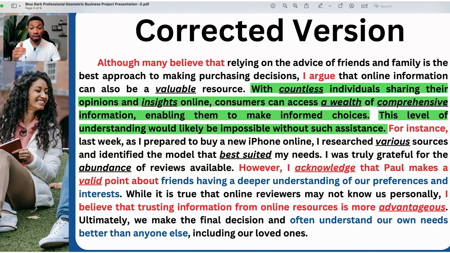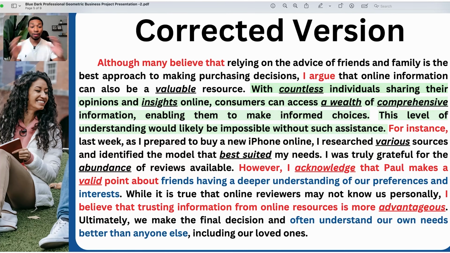"With countless individuals sharing their opinions and insights online, consumers can access a wealth of comprehensive information, enabling them to make informed choices. This level of understanding would likely be impossible without such assistance." So all of the information that the writer finds online would help him to make a great purchase. That's why he thinks that's the best way to go. Let's see if the proof matches that.